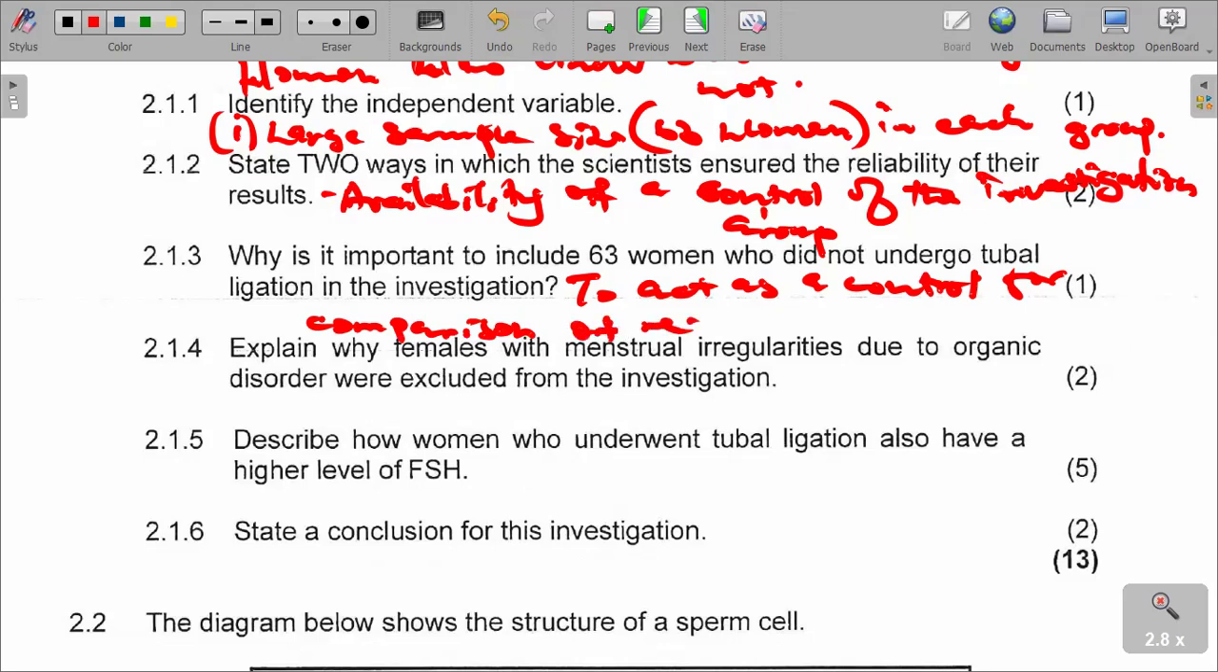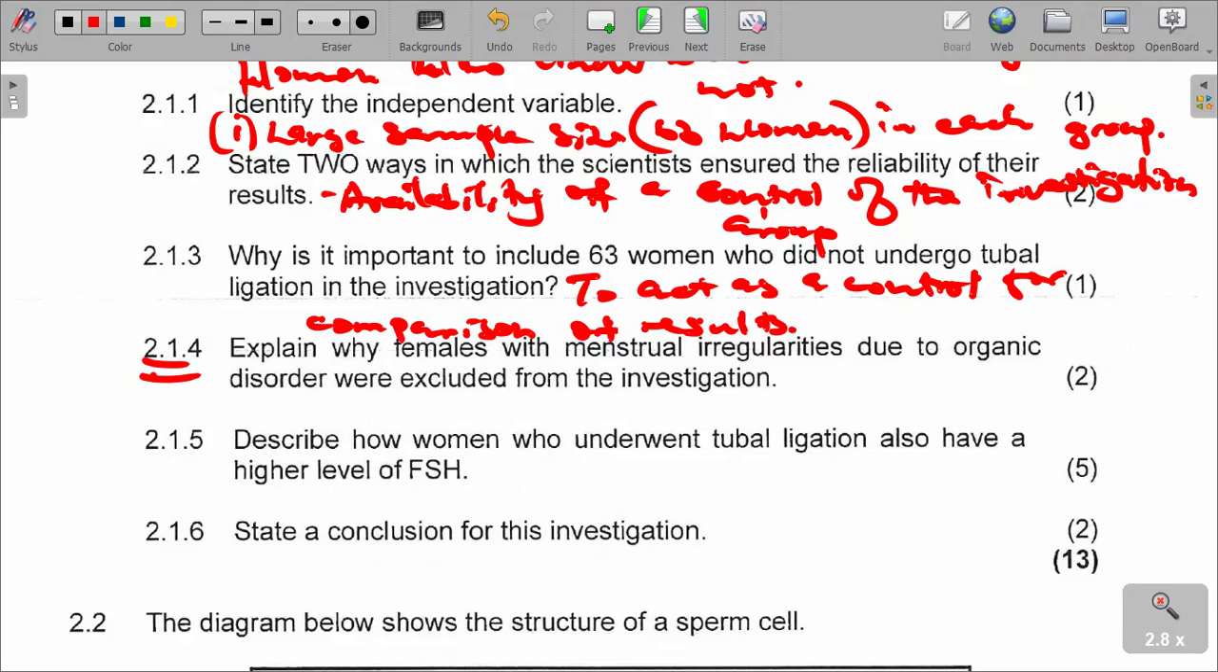For comparison of results. Scientists must be able to compare the results. The ability to compare the results is proficient because we have one group that is manipulated and another group that is not. So that is the reason for the ones who did not undergo litigation. And then the next question is saying, explain why females with menstrual irregularities due to organic disorders were excluded from the investigation.